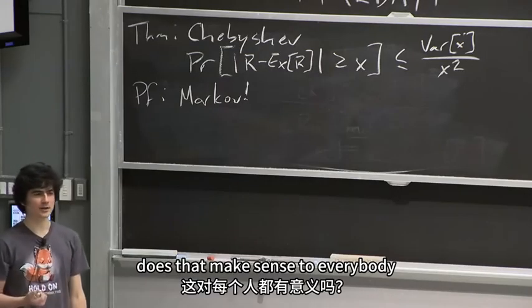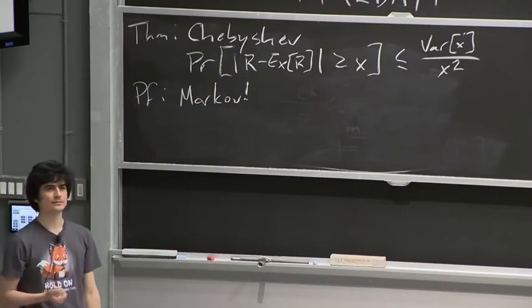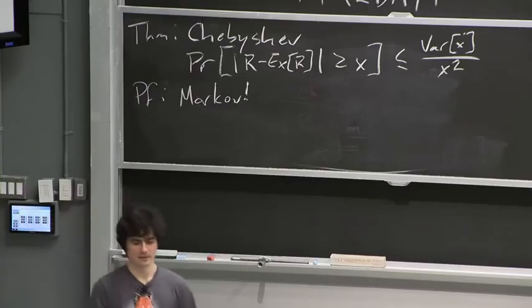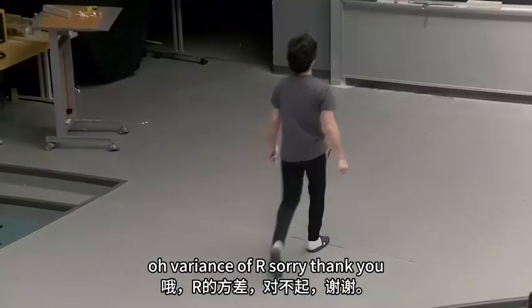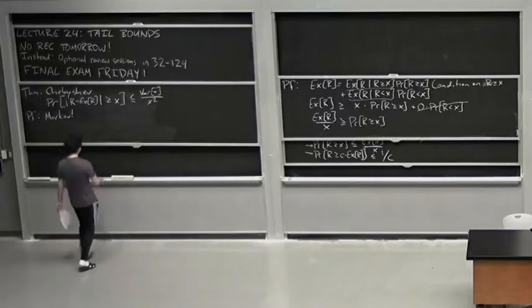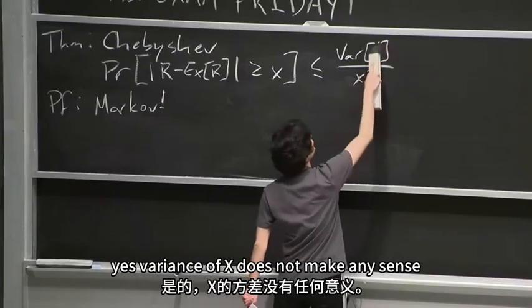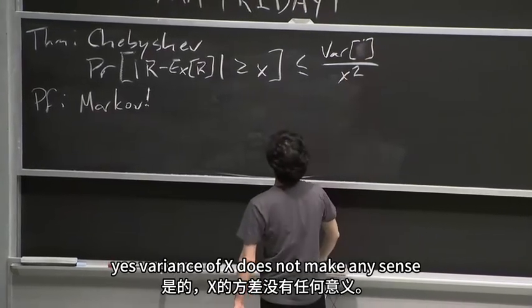Does that make sense to everybody? Oh, variance of R. Sorry. Thank you. Yes, variance of x does not make any sense.